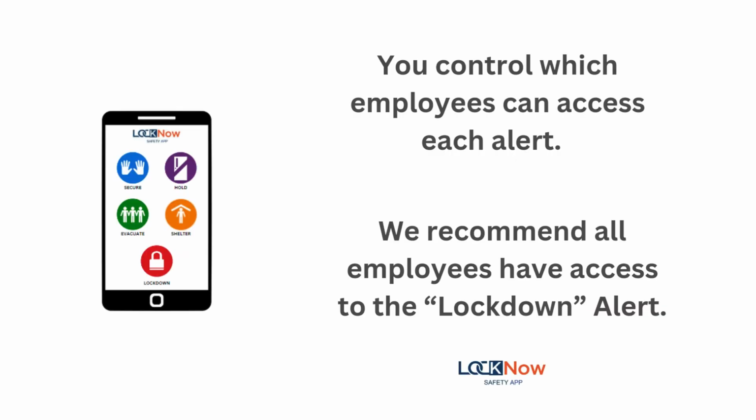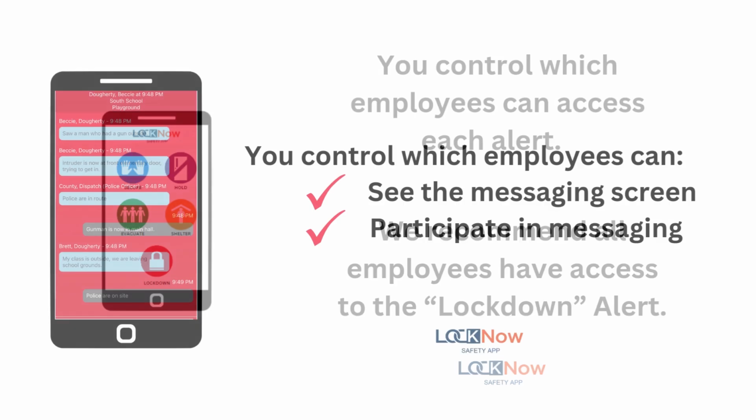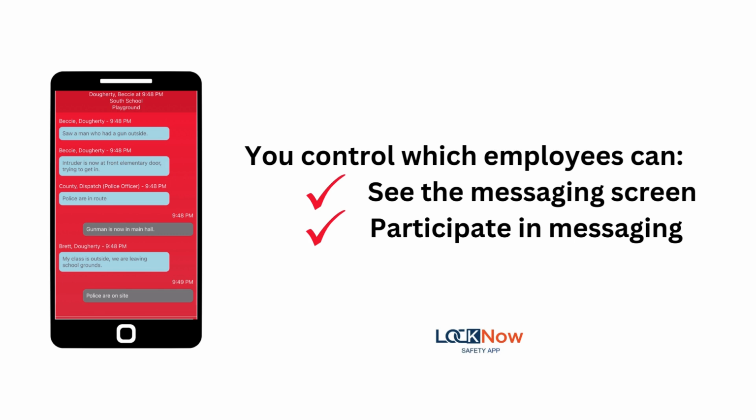You can decide which alerts your team members have permission to activate. We recommend granting everyone access to the lockdown alert. Remember, users can receive all alerts even if they don't have the ability to activate them. You are in control of your settings, such as who can see and/or participate in the messaging screen.